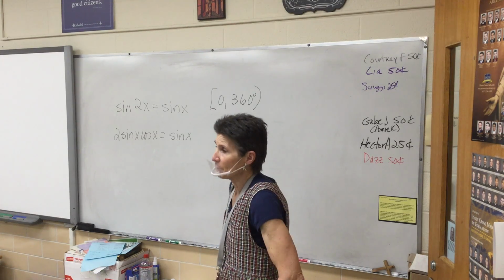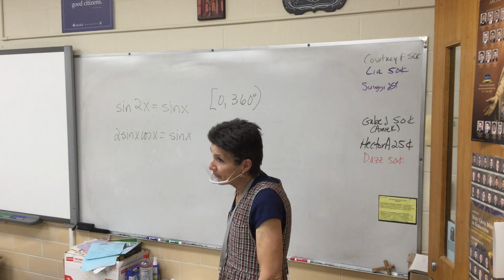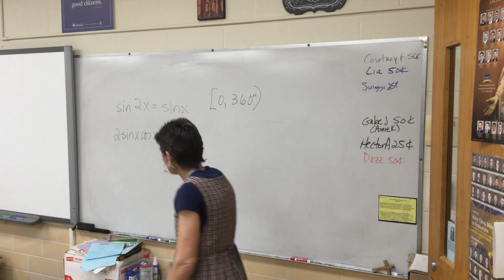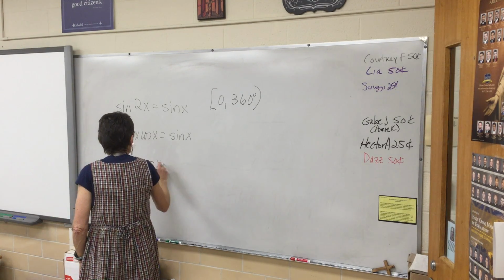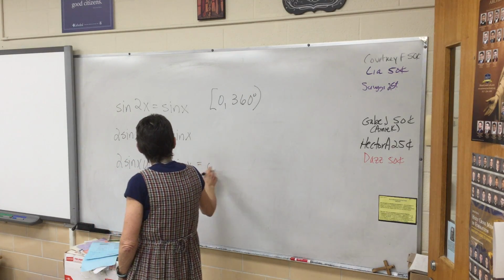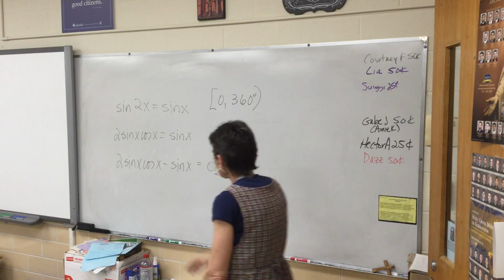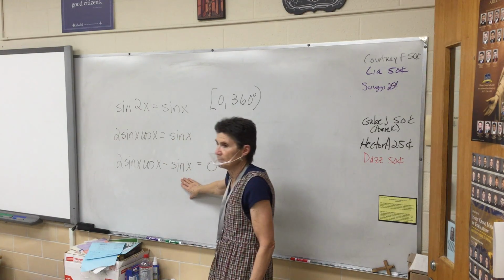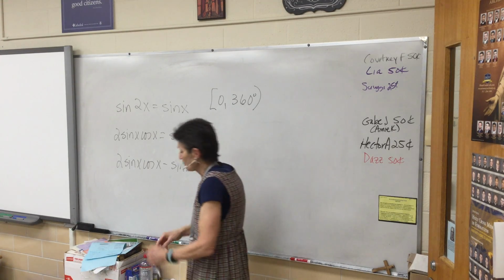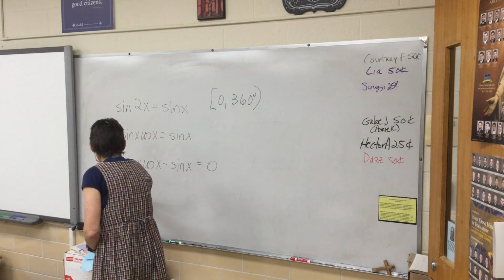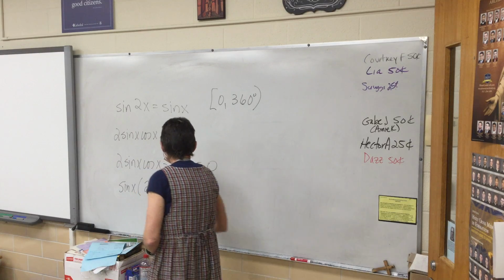Guys, what do I like to have my equations equal to? 0. So could I make that happen? Subtract the sine. Now, it's all on the same side of the equation. What do you notice about the two parts of the problem? I can factor. They both have a sine. So I can factor a sine out. So now I have sine and then 2 cosine minus 1.